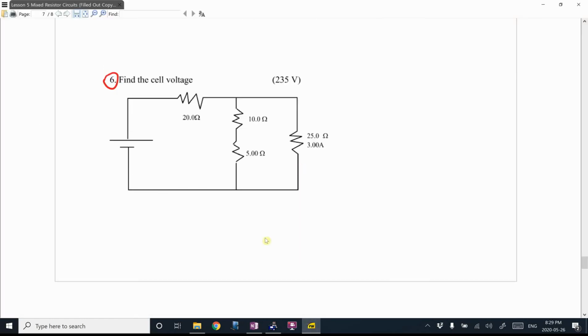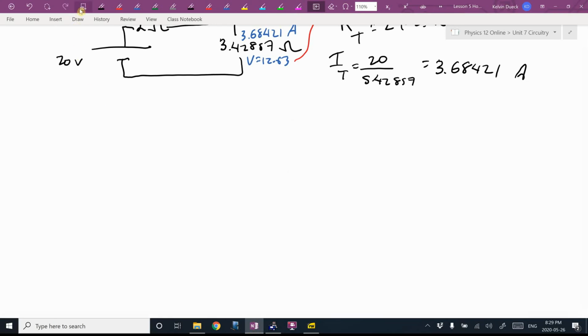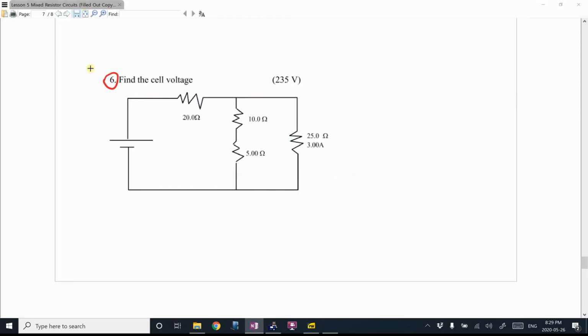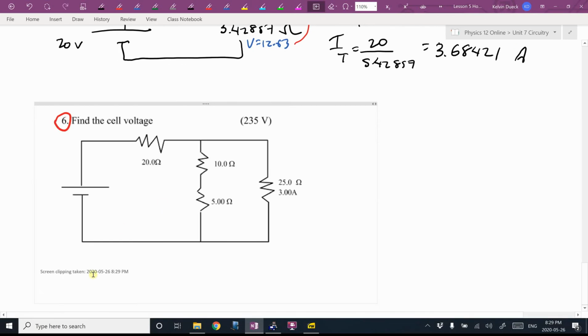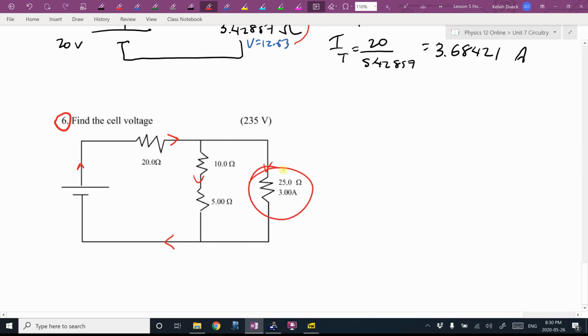Oh, cool. Number 6, find the battery. Okay. You know what? I don't think I need to redraw this, because they gave me 2 things. Step 1, label downhill. Here's my key. I know 2 things, I and R, so I know that this has to be 75 volts.